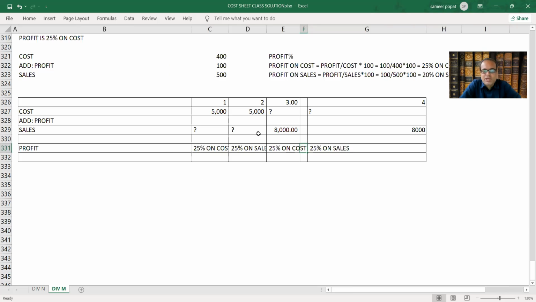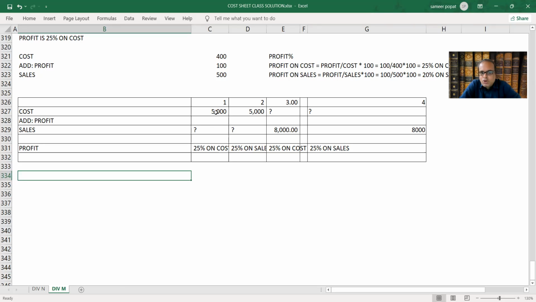Okay, so there are 4 cases. In the first 2 cases, cost is given. In the next 2 cases, sales is given. Here the profit is 25% on cost. Here it is 25% on sales. Here again, cost 25%, sales 25%. Now, always remember, if profit is 25% on cost, you cannot apply this 25% on the sales amount. You need to apply it on the cost amount only.